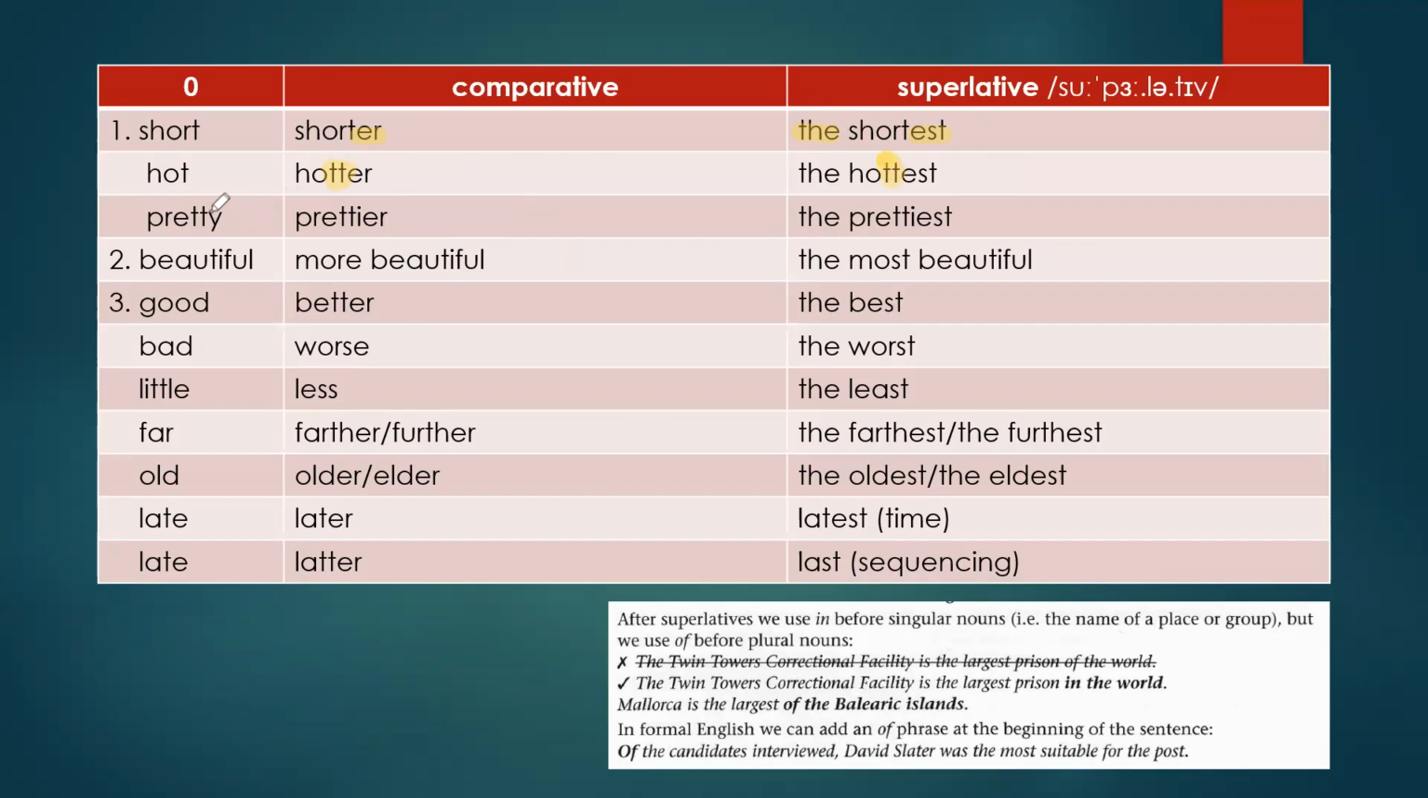We change Y into I when it goes after a consonant letter. So here they are pretty common issues and they are easily remembered. If the adjective is longer, we use more or the most. The question is, what is a long adjective? Because you can say that one or two syllables are short, but three and more are long.